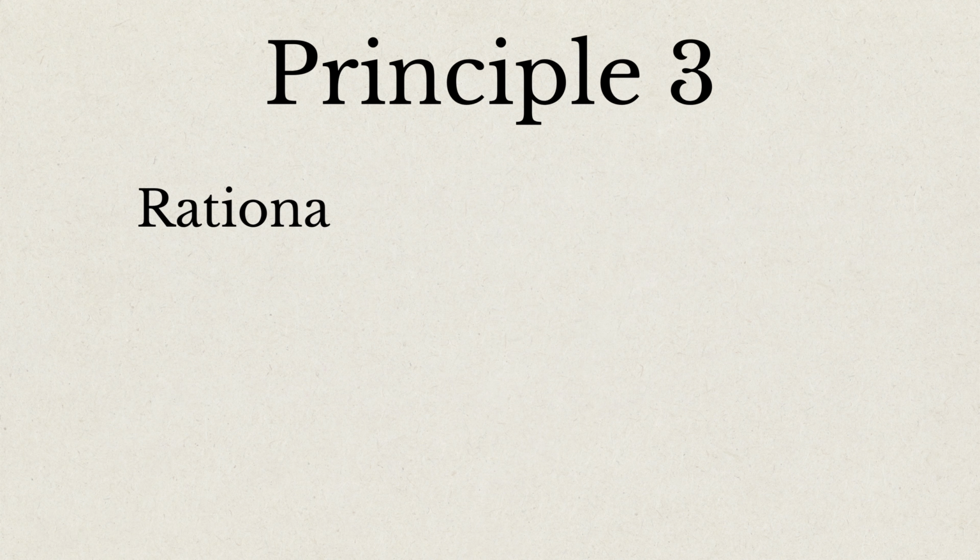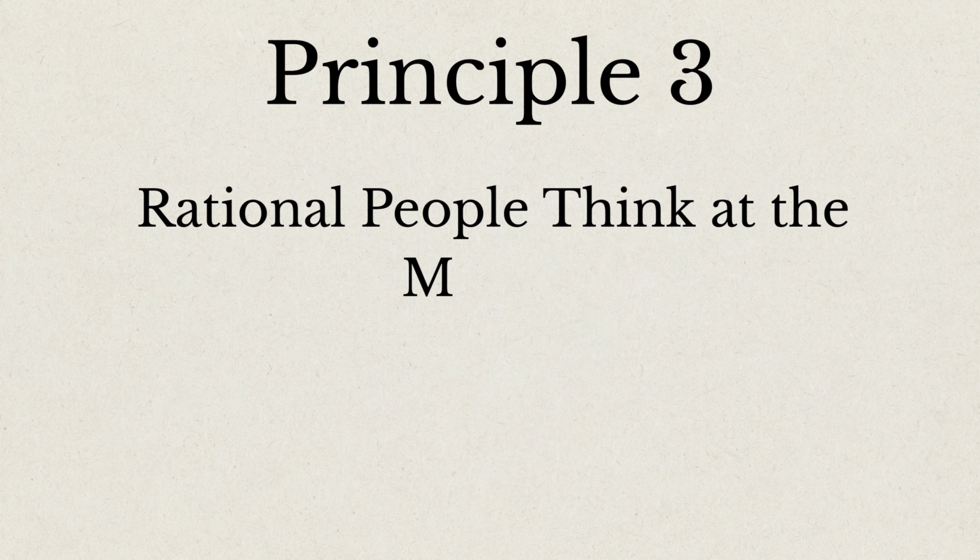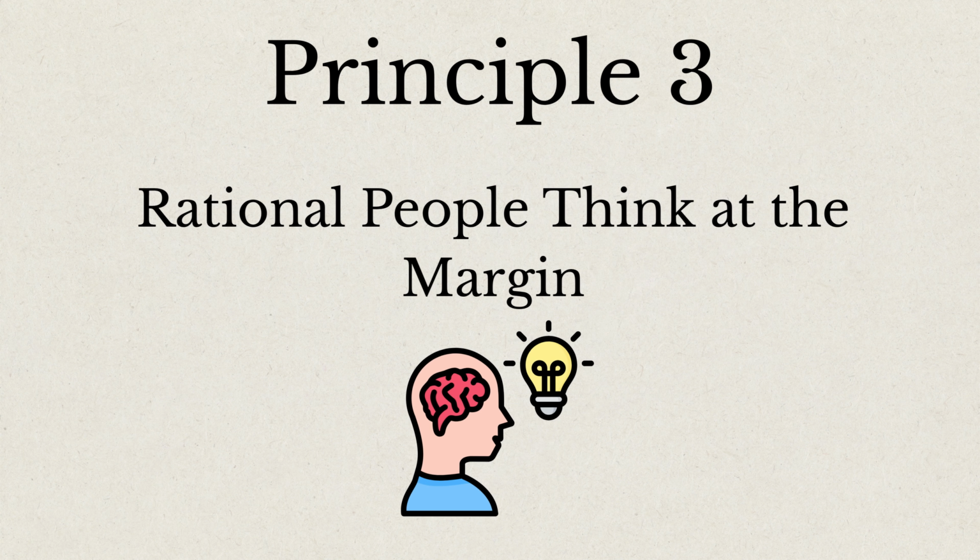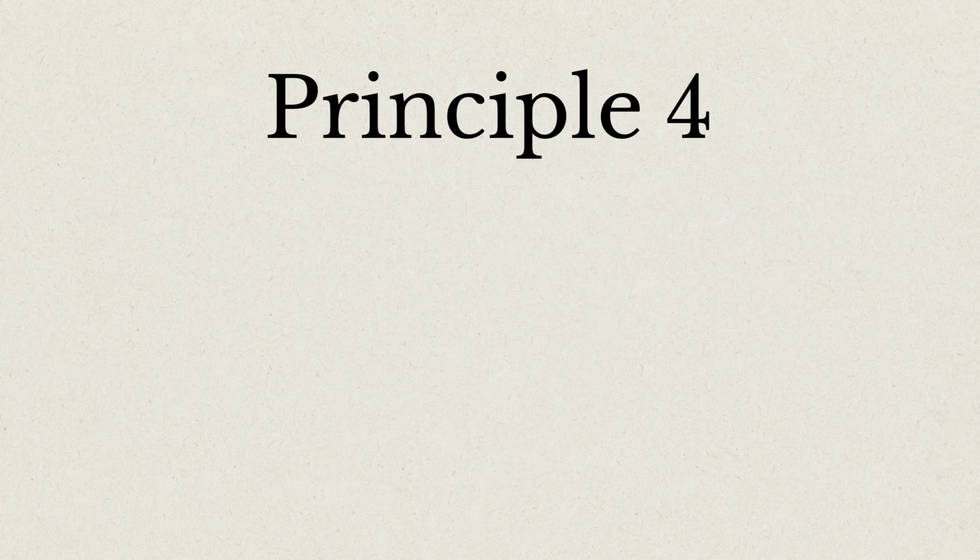Principle 3. Rational people think at the margin. Economists think in small changes, not big decisions. Should a firm hire one more worker? Should you watch one more episode of the TV series? You compare marginal benefit and marginal cost. If benefit is greater than cost, do it. If cost is greater than benefit, don't. Smart decisions happen at the margin.